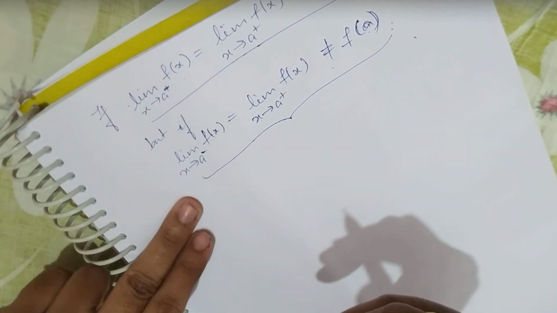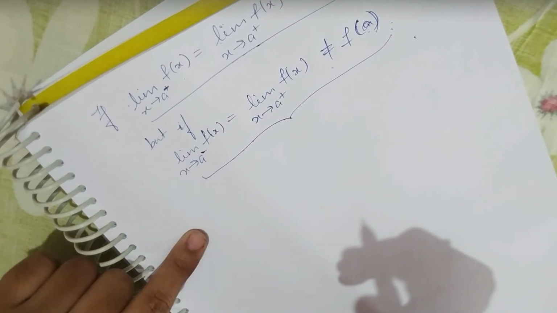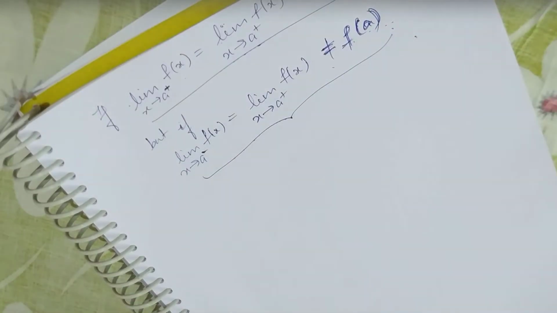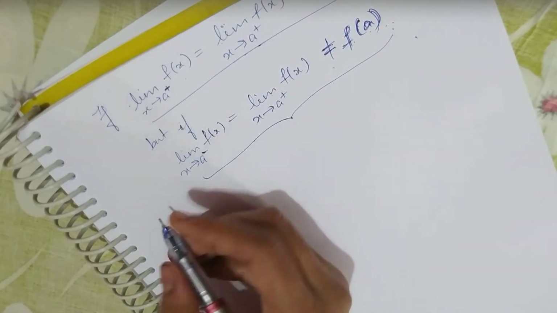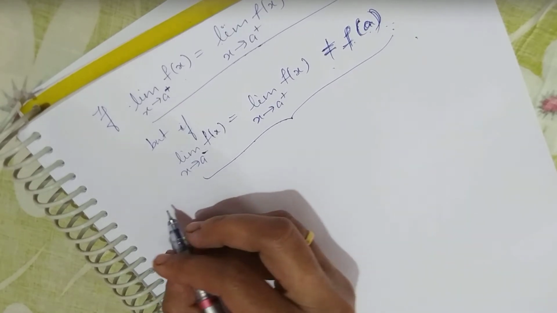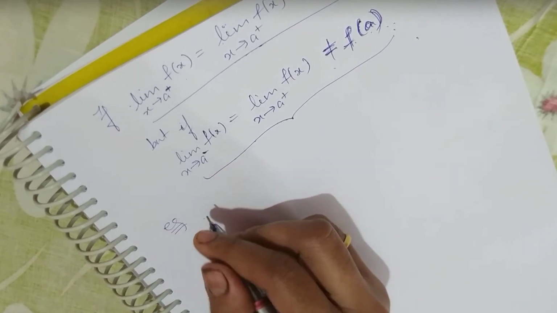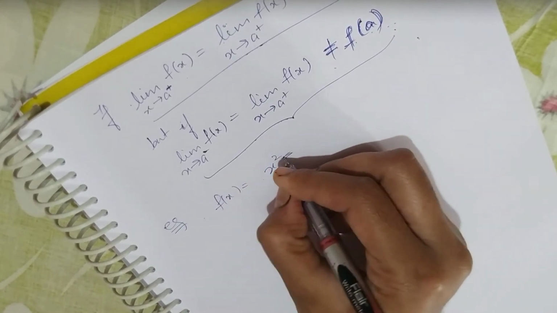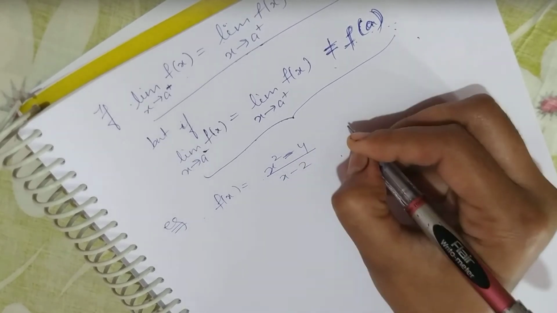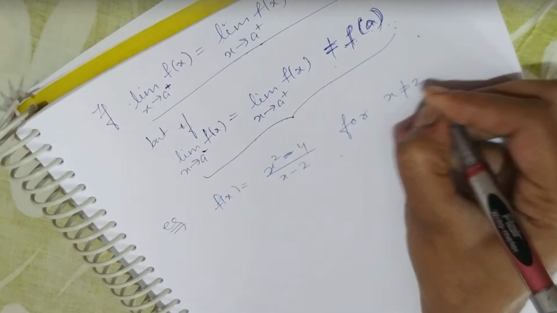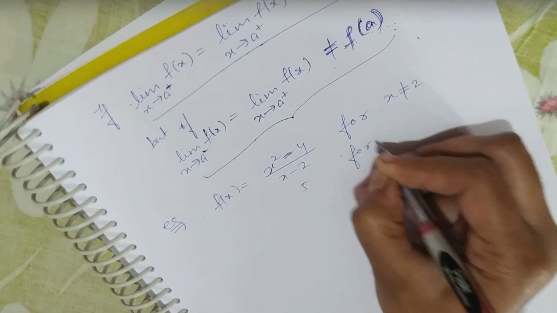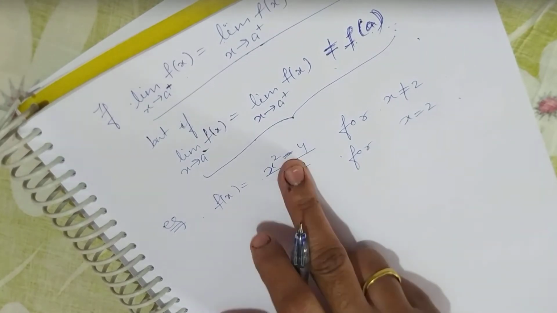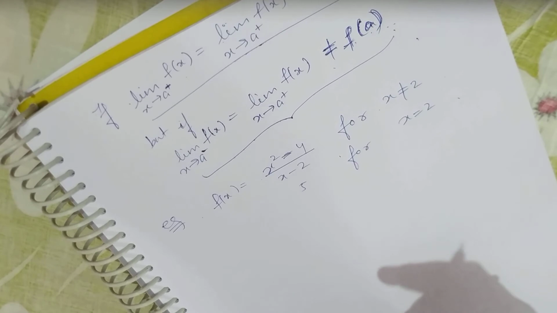In removable discontinuity, the limit of the function exists, but it is not equal to the given point f of a. Now let us take one example related to it. Now I find the left hand limit and right hand limit of this function.